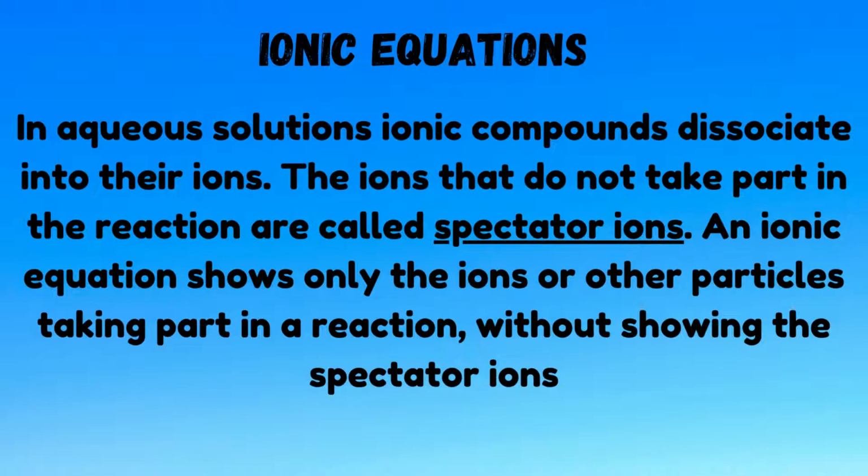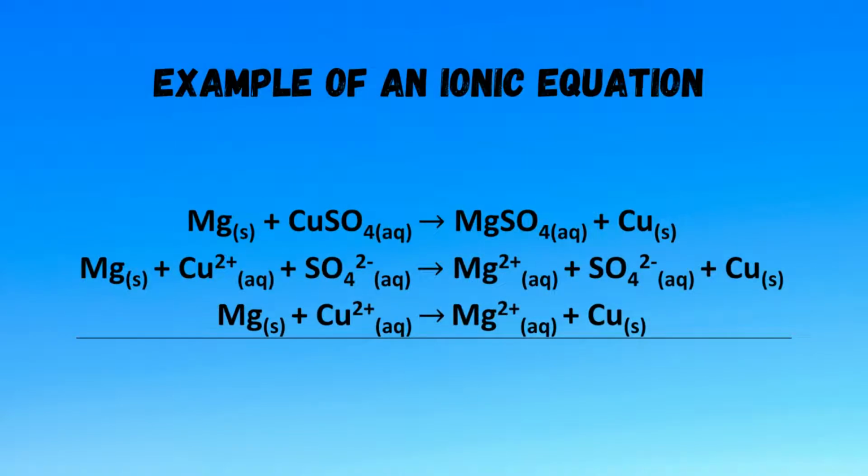What are ionic equations? In aqueous solutions, ionic compounds dissociate into their ions. The ions that do not take part in the reaction are called spectator ions. An ionic equation shows only the ions or other particles taking part in a reaction without showing the spectator ions. So during the reaction, spectator ions get cancelled. Only the real ions which take part in the reaction will be there finally. Let's see an ionic equation.